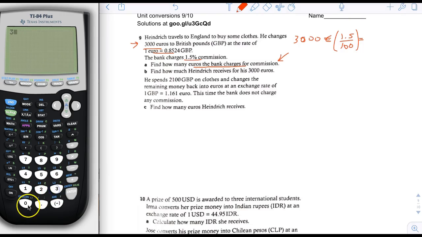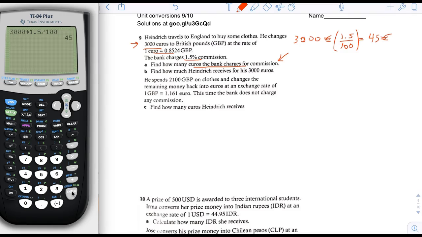3,000 times 1.5 divided by 100. That gives us 45. So a 45 euro commission. Oh my gosh, that's a lot.